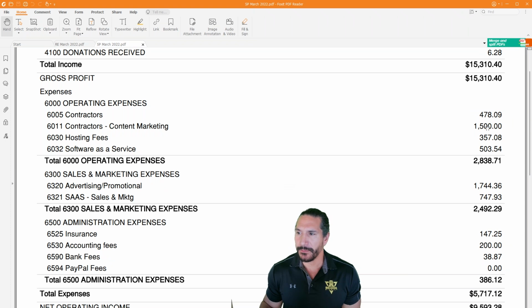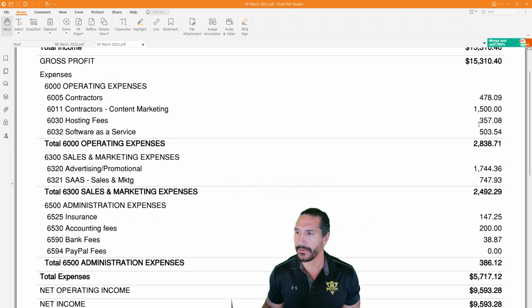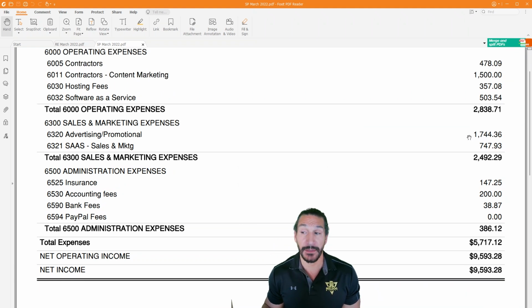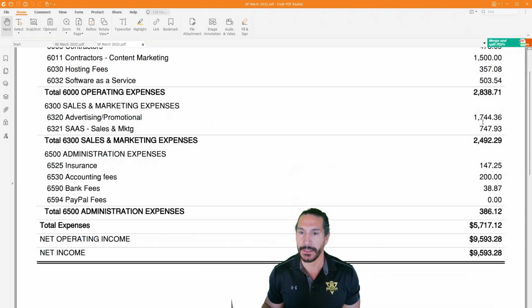And then there are some basic fees. I've got a few contractors that work for me, a team that manages the blog and staffs the writers and edits the blog. That's $1,500 a month. Some hosting fees, software fees. There's not a huge amount there. Some of this stuff could probably be cut down. A little bit of advertising because I've been running some ads on the books on Amazon to test that out, and then a little bit of marketing that's been going on there.